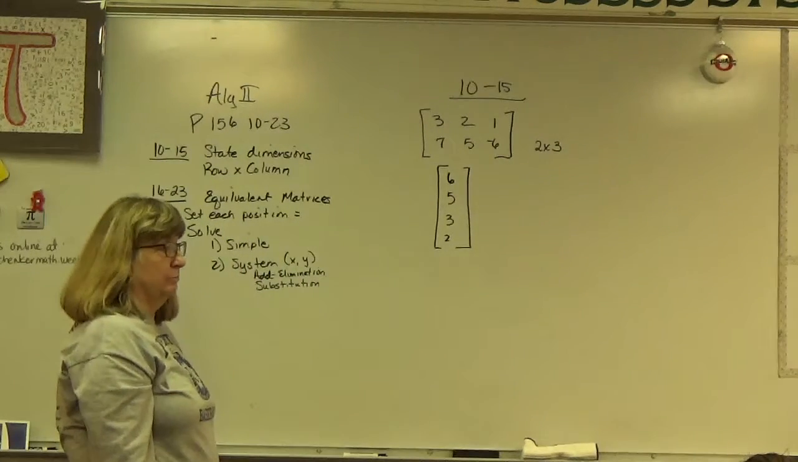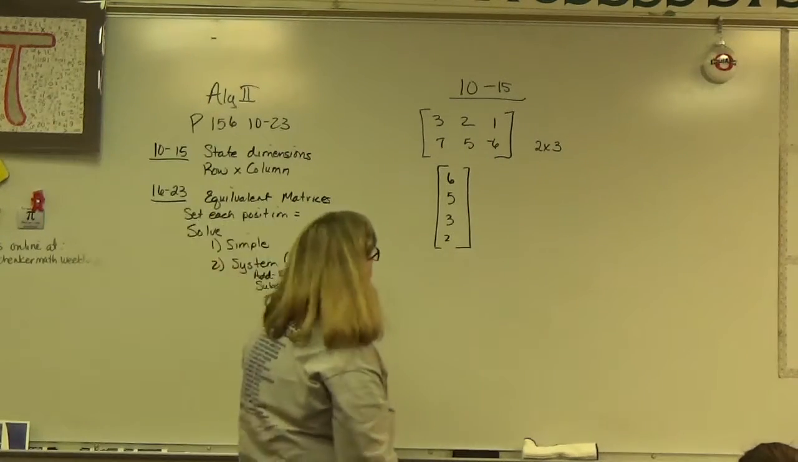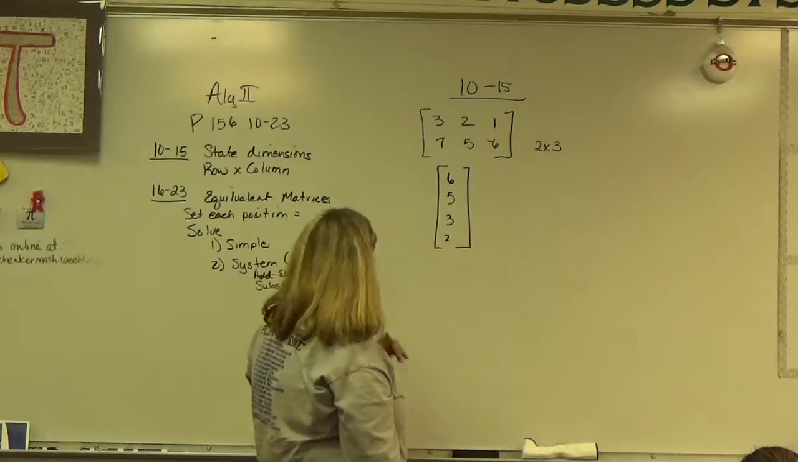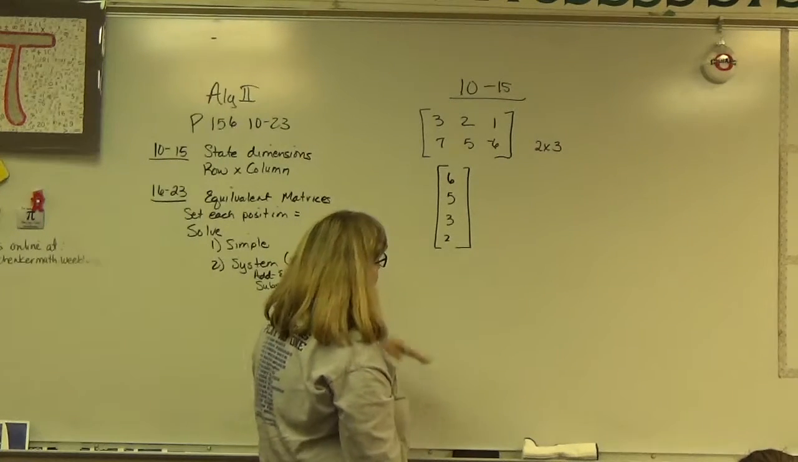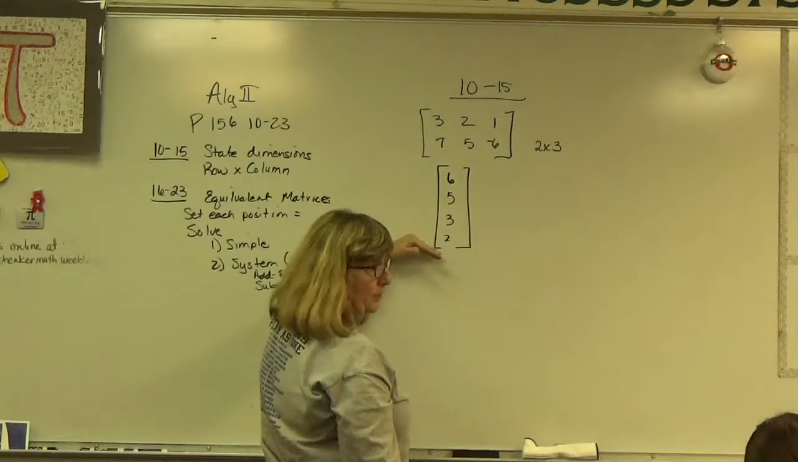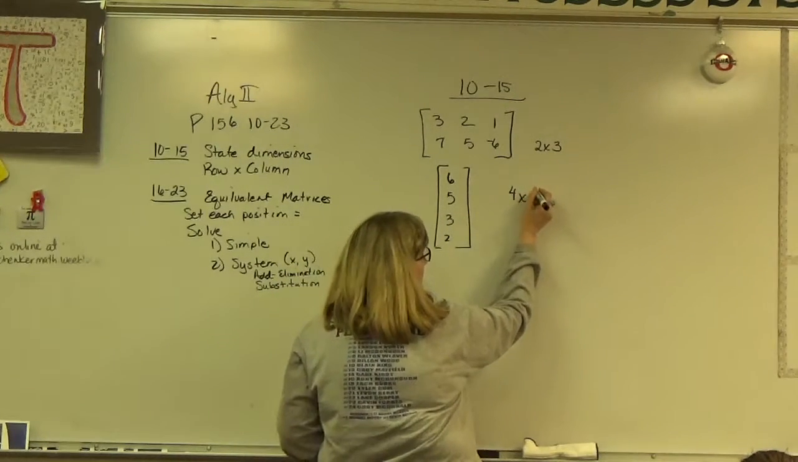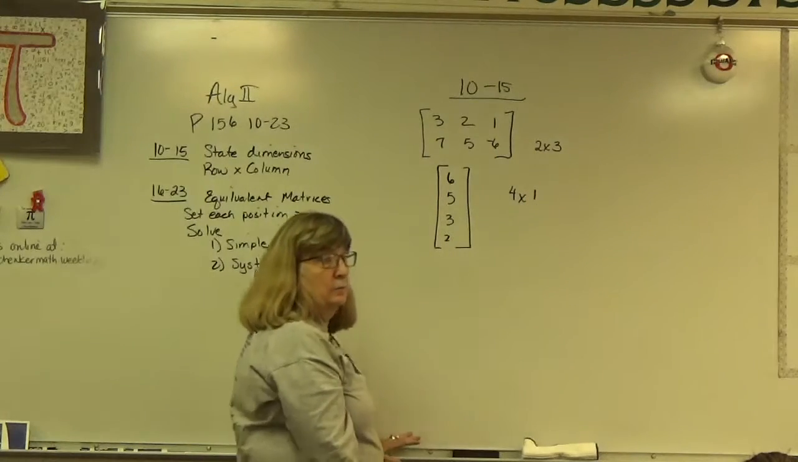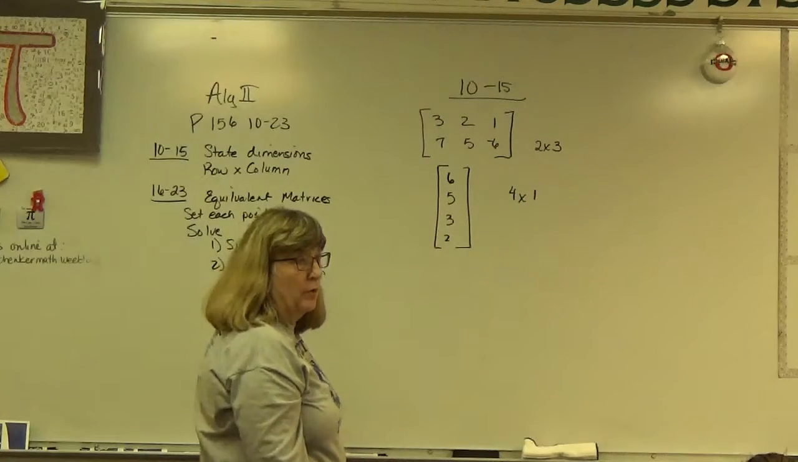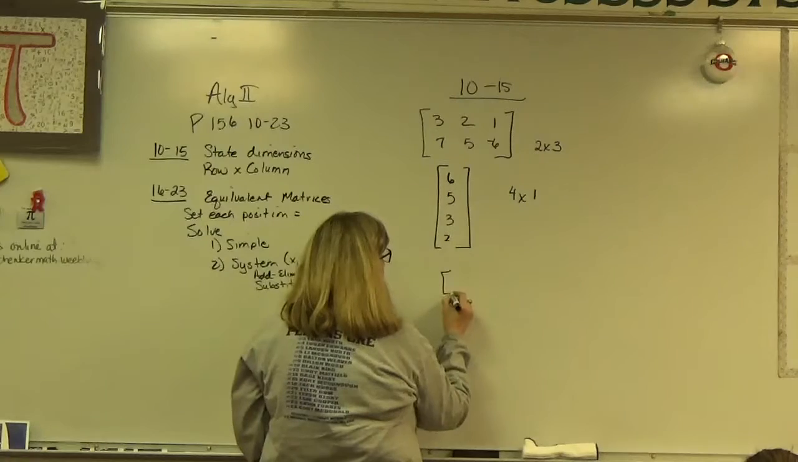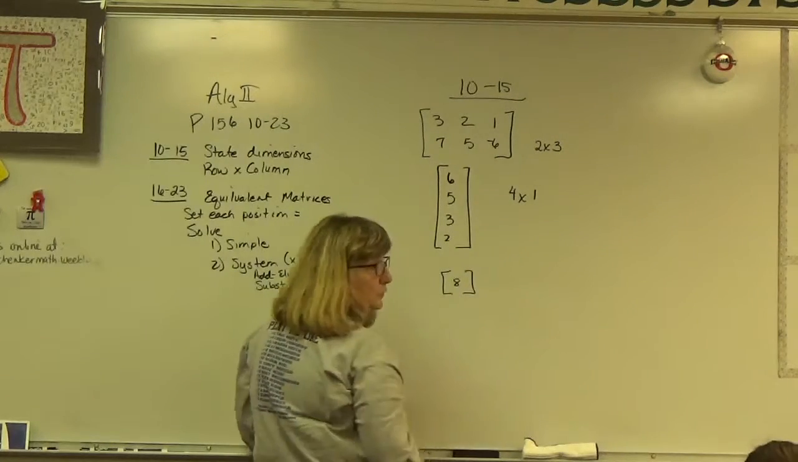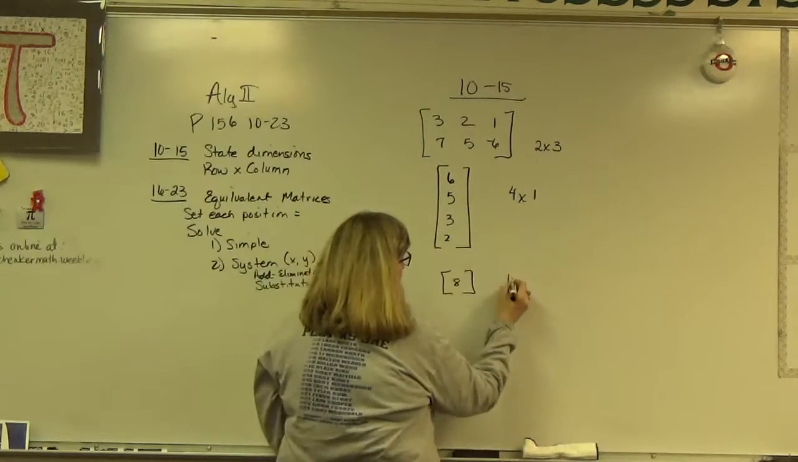What about my next one? First you state how many rows, right? So how many rows are there? 4. And then how many columns? 1. There's only one column, so it's classified as a 4 by 1. What if I just had this? It'd be a 1 by 1.